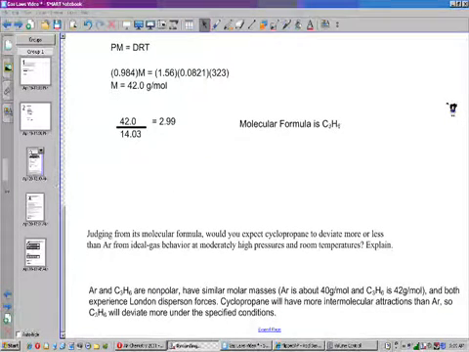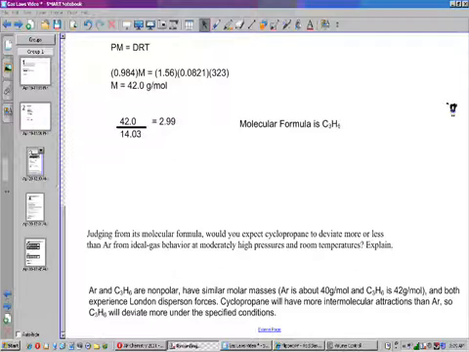The next question is, judging from its molecular formula, would you expect cyclopropane to deviate more or less than argon from ideal gas behavior at moderately high pressures and room temperature? Explain. Now, argon and cyclopropane are both nonpolar. They have similar molar masses, about 2 grams off, and both of them experience London dispersion forces.